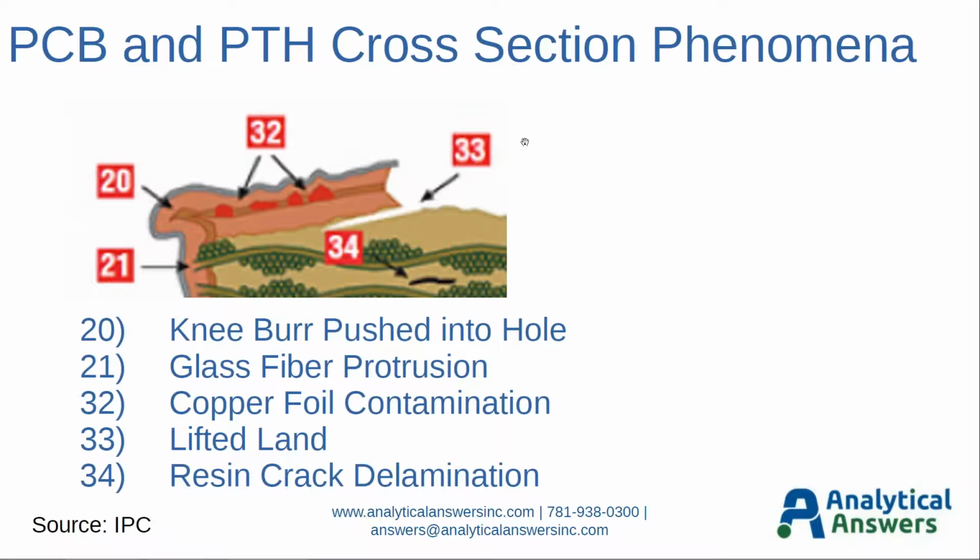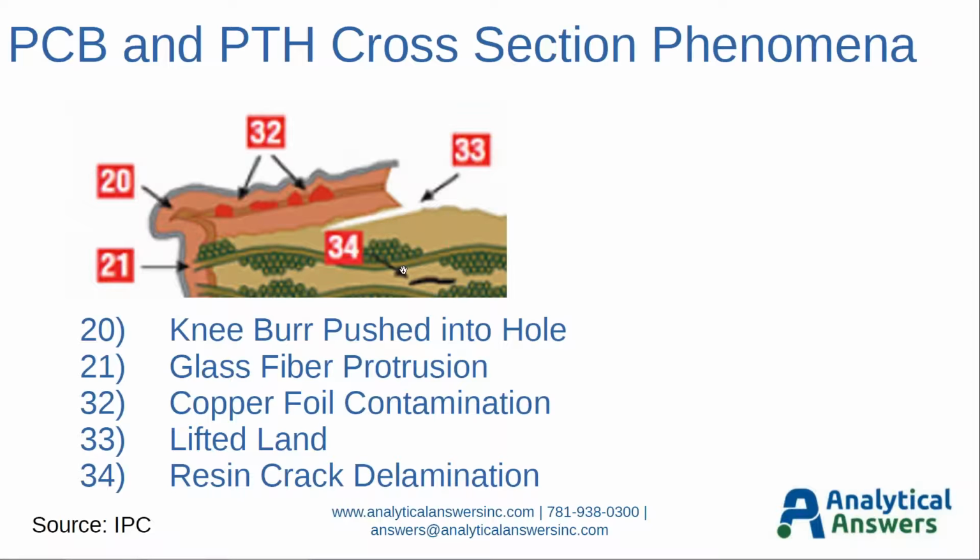The next thing we're going to talk about is this lifted land, number 33. This often happens after the sample has gone through SMT, or solder mount technology, processing, where there's been some thermal activity placed on the board. It's gone through a wave solder, etc. And oftentimes what will happen is you'll get these outer layer knee regions or outer layer lifted lands, and you'll also get subsequent either cracking or delamination or even voids in the resin-rich epoxy material here.